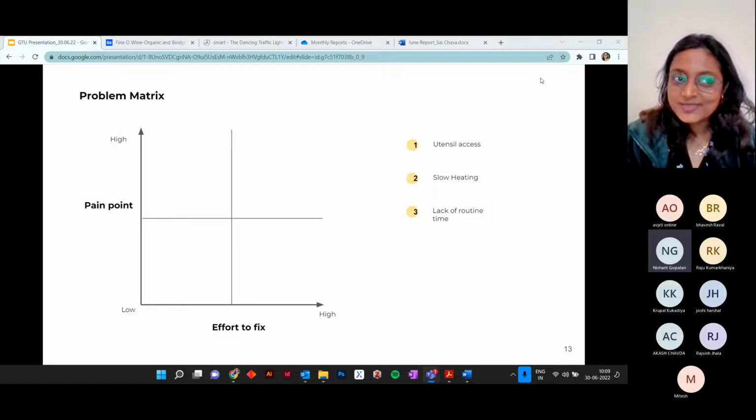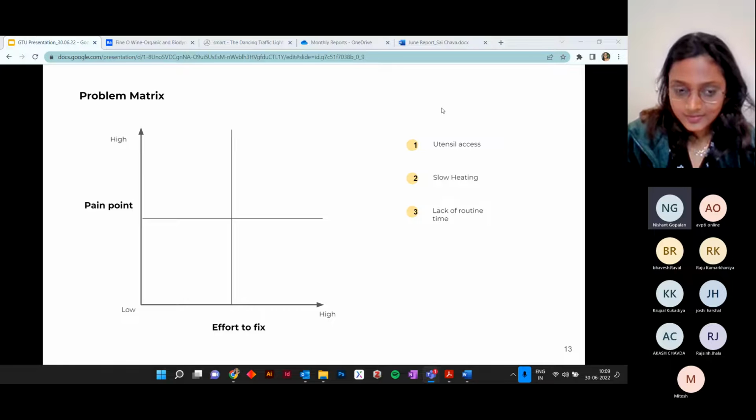Do we have any replies? I think you can place it in the bottom left quadrant, utensil access. It's a very simple problem and you can probably solve it with very less effort.